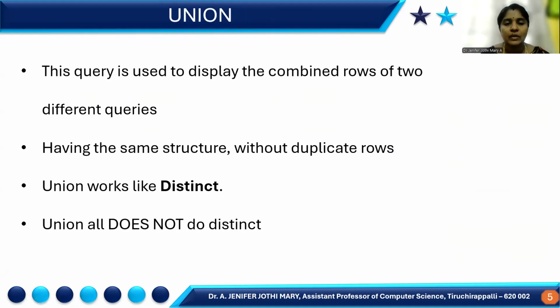The second one, union operator. This is used to display combined rows of two different queries which have the same structure, and it returns the rows without duplication. So it works like a distinct.